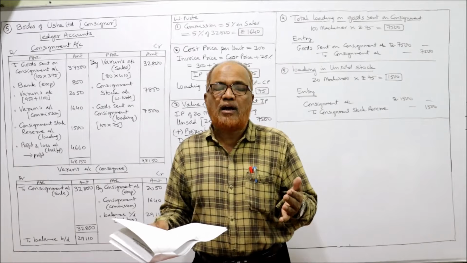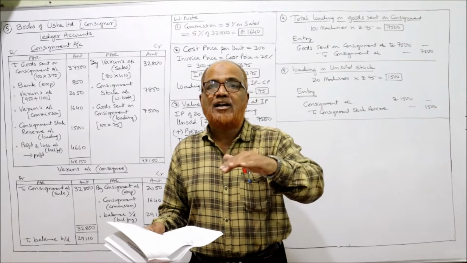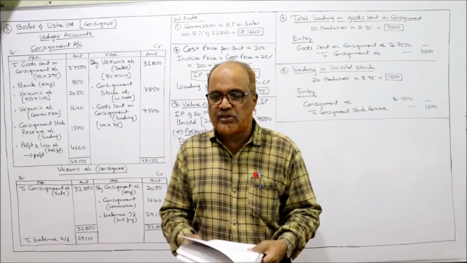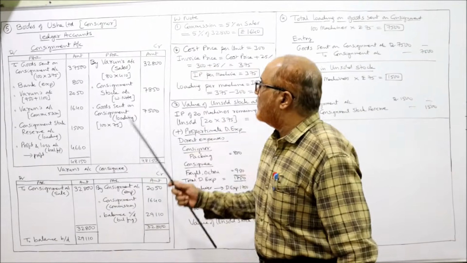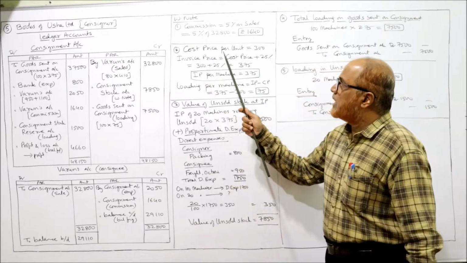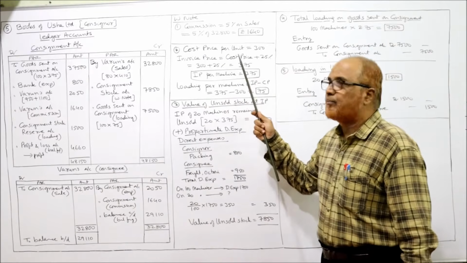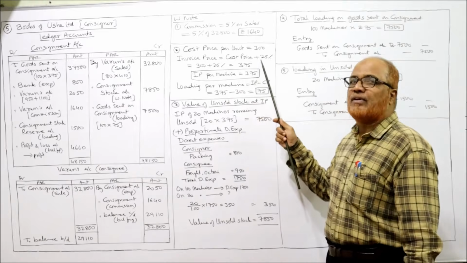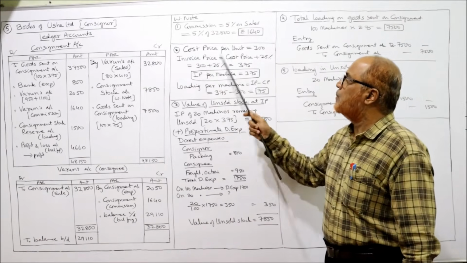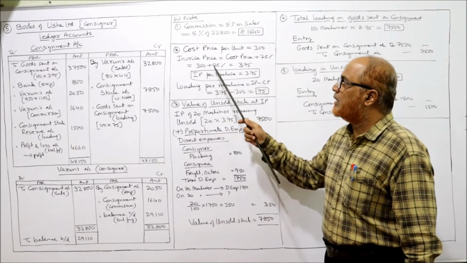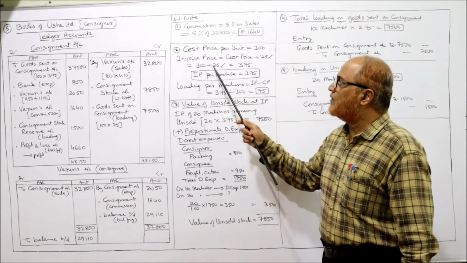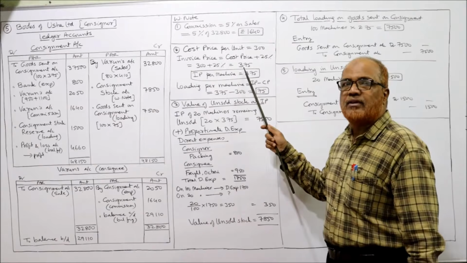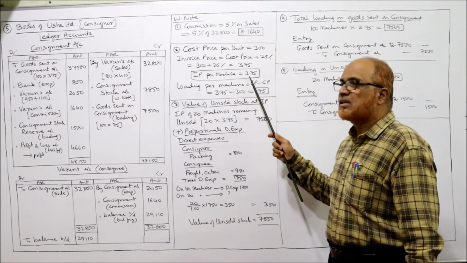So how to arrive at the invoice price? Add 25% of cost price. Here in the working note you can see, cost price per unit, per machine, is 300. Invoice price is cost price plus 25%. That is, 300 rupees is the cost price plus 25% of 300. 25% of 300 is 75. So the invoice price will become 375. So the invoice price per machine is 375.